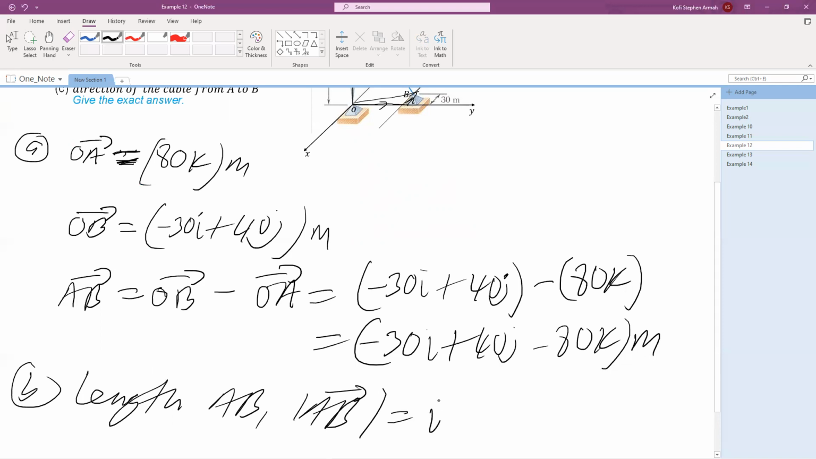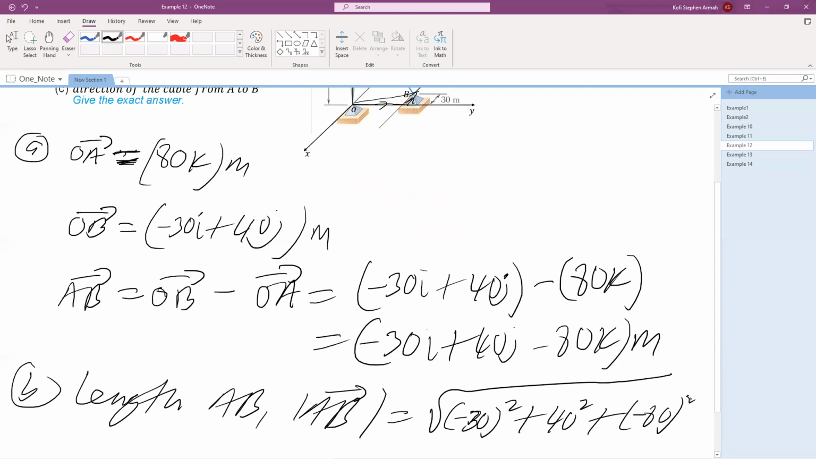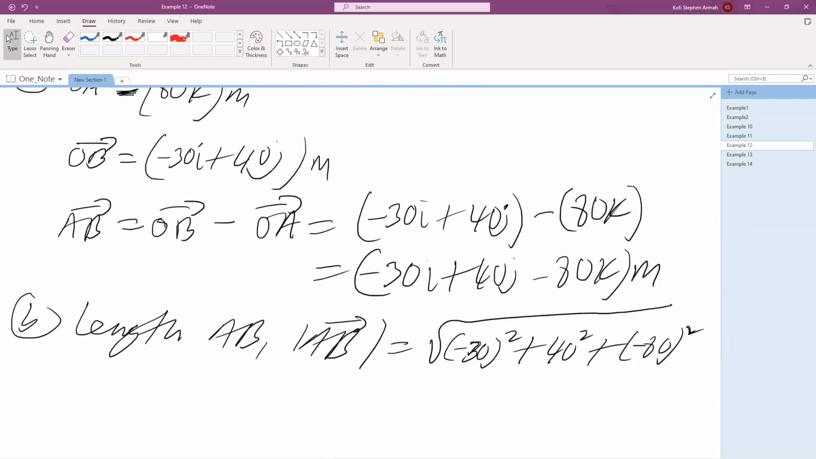And that'll be the square root of minus 30 squared plus 40 squared plus minus 80 squared. Very easy problem to look at. I need to get a calculator and work this out for you. So hold on, let me get a calculator.